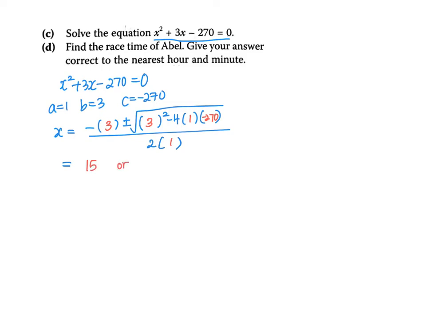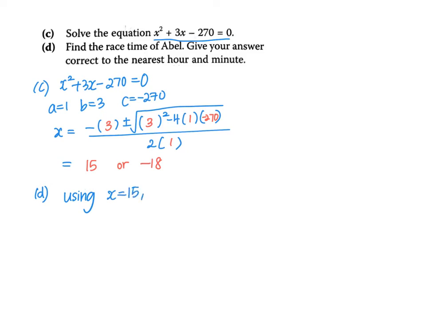15 or negative 18. Now, they only asked us to solve, so we're going to leave it there. Part D, they say find the race time of Abel. So we know that x is actually talking about speed, so it cannot be a negative speed. So we are going to say using x to be equals to the positive value 15.